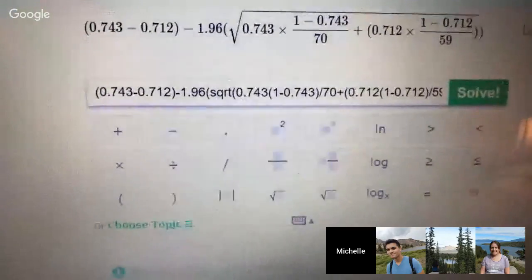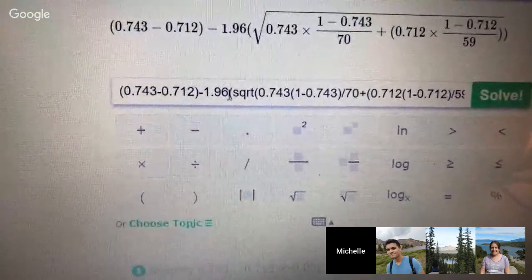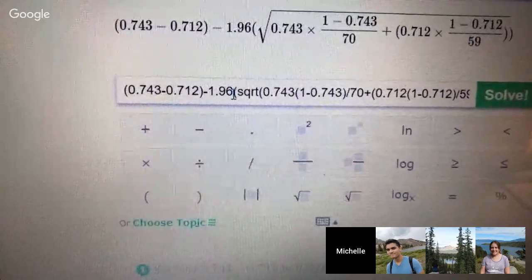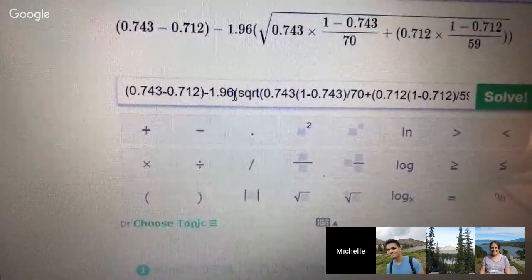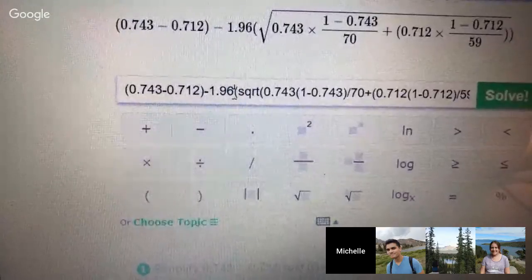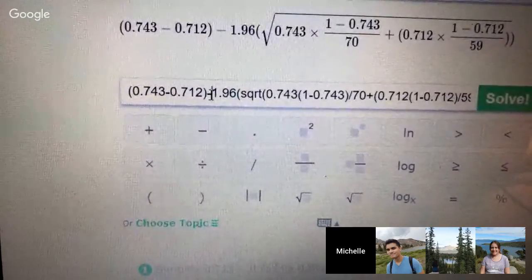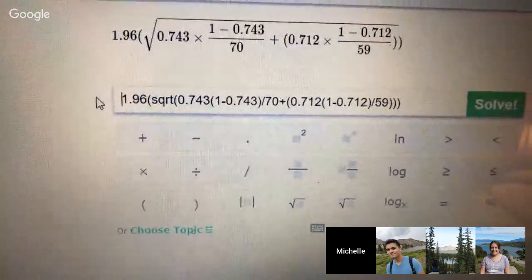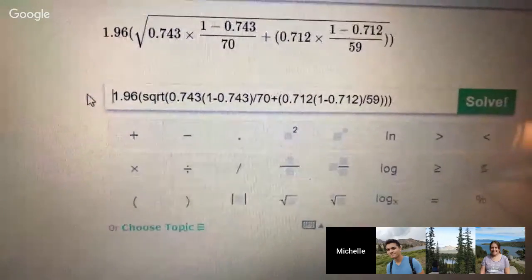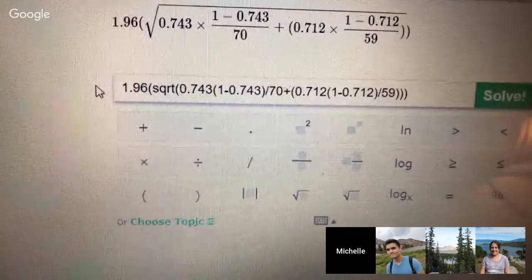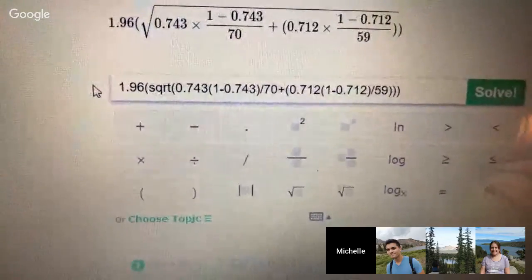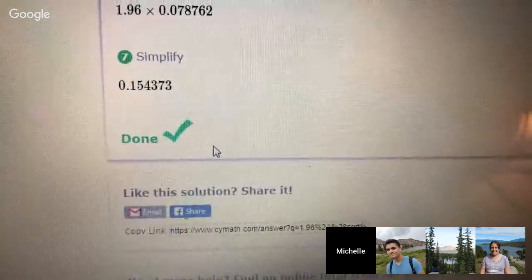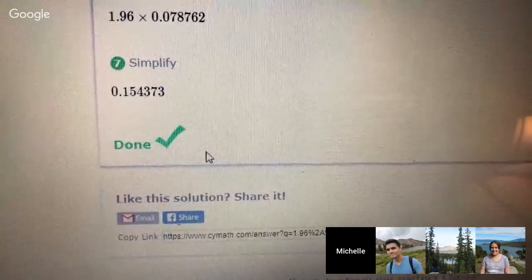Okay, so now you want me to delete everything to the left of 1.96? So don't delete the 1.96, but everything to the left of it. There you go. Yeah, so all you did was delete the point estimate. Because we're not dealing with the point estimate, you're just finding the margin of error. So that's the margin of error.